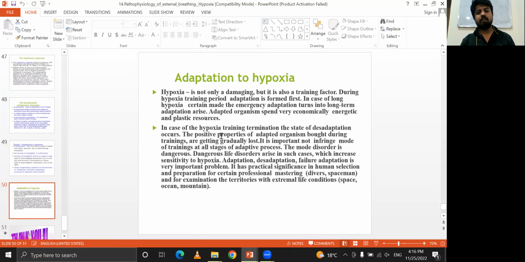Adaptation to hypoxia: hypoxia is not only damaging, but it is also a training factor. During the training period, adaptation is formed first. In case of long hypoxia, the emergency adaptation turns into a long-term adaptation, which arises because it takes more time to adapt to this kind of situation. Adapted organisms spend energetic and plastic resources very economically.